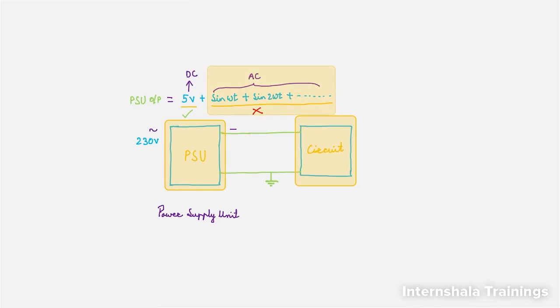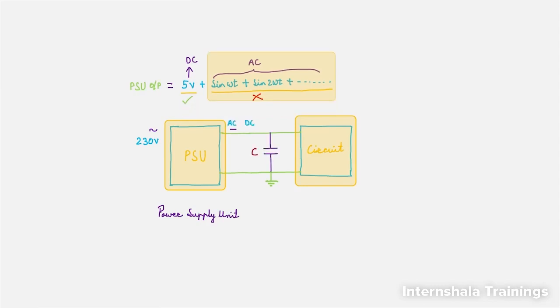So we need to eliminate these AC components from the power line, right? So how to do that? In such cases we use a capacitor. This capacitor will bypass AC components towards the ground, and on the output side of the capacitor we will get a pure 5 volt DC. So this is how capacitor eliminates the noise.